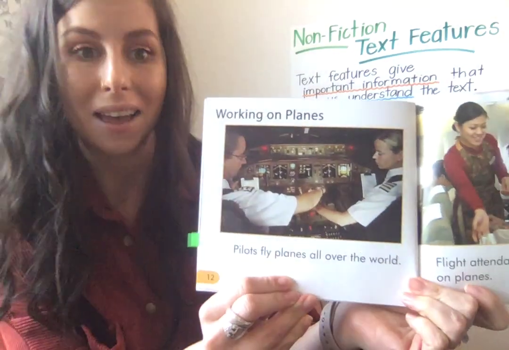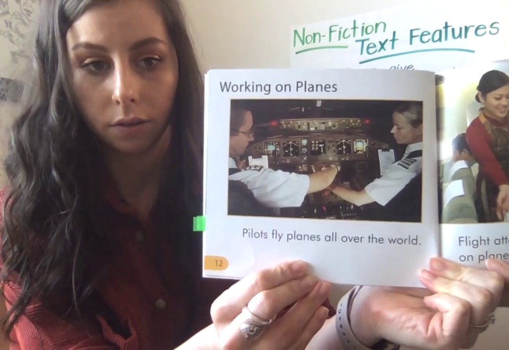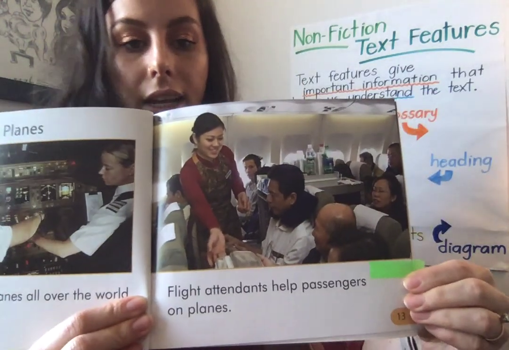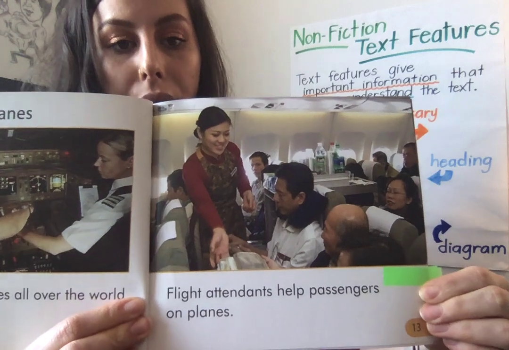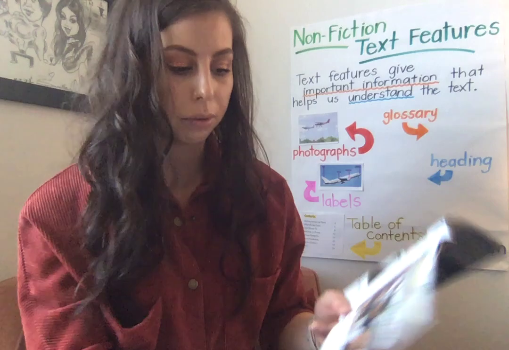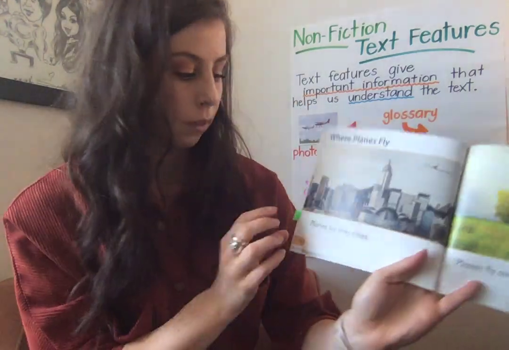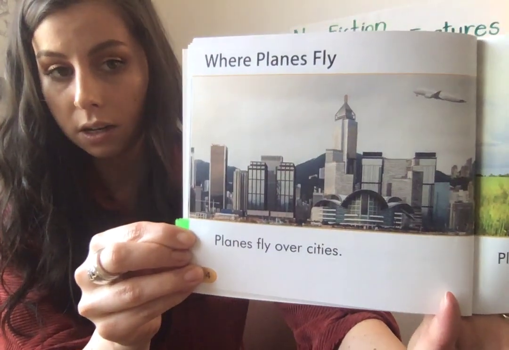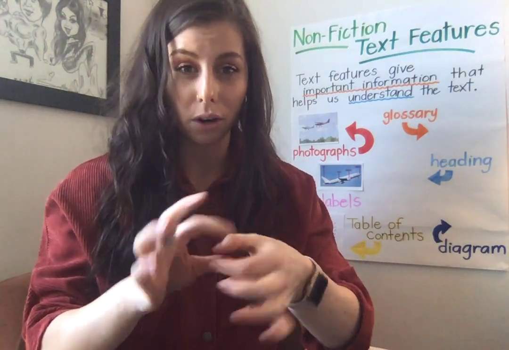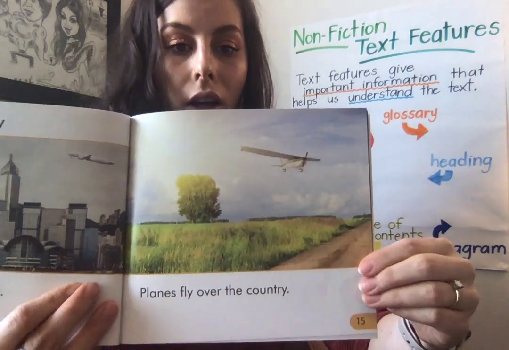Pilots fly planes all over the world. A pilot is a person who flies a plane. Flight attendants help passengers on planes. Passengers are like the guests, the people flying on the plane. So these people right here are passengers. Planes fly over cities. I'm sure lots of you will have connections to this part of the book. If you've seen a plane or if you've been on a plane, I'm sure you are having some connections.